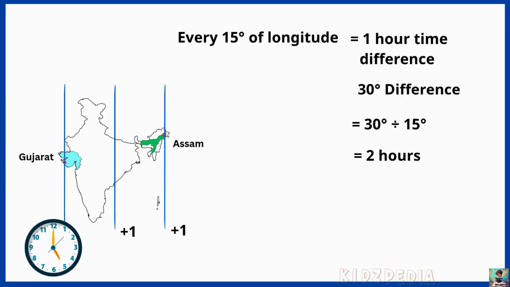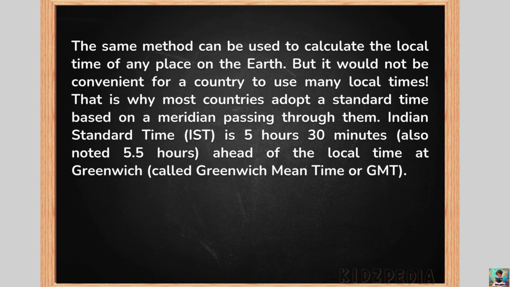So, if it's 5 p.m. in Porbandar, it's already 7 p.m. in Tinsukia. That's why the friend in Assam is already in the dark, while the friend in Gujarat still sees daylight. The same method can be used to calculate the local time of any place on the earth.